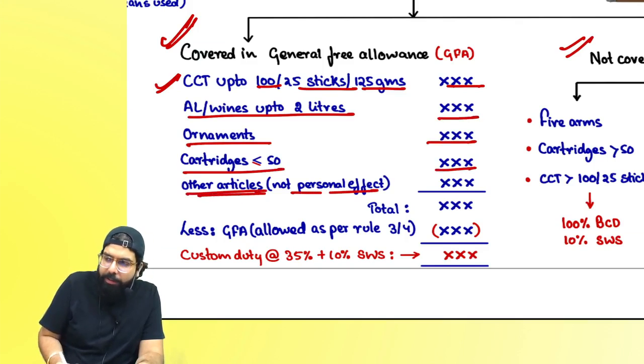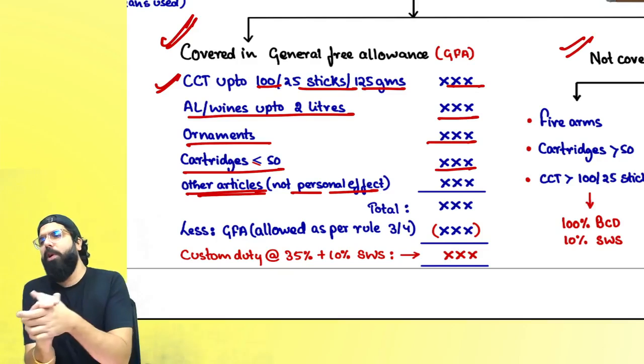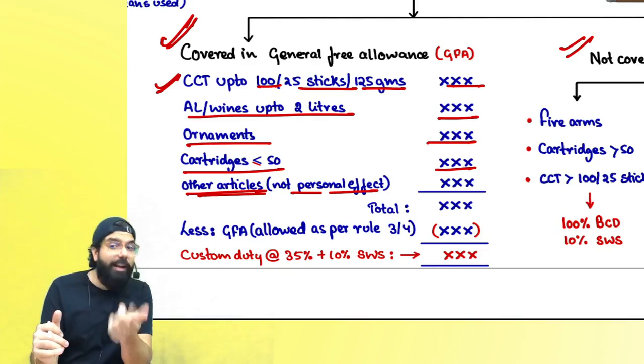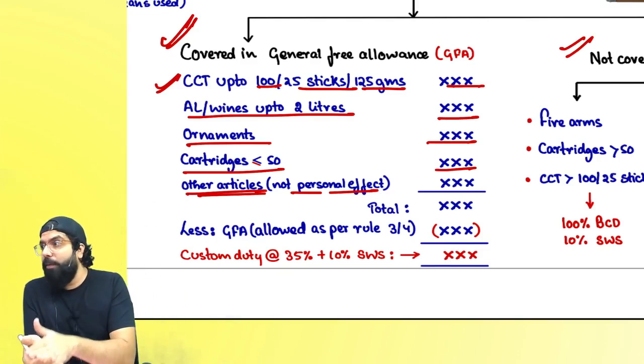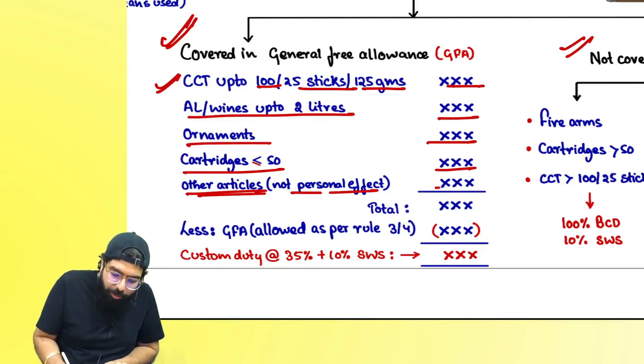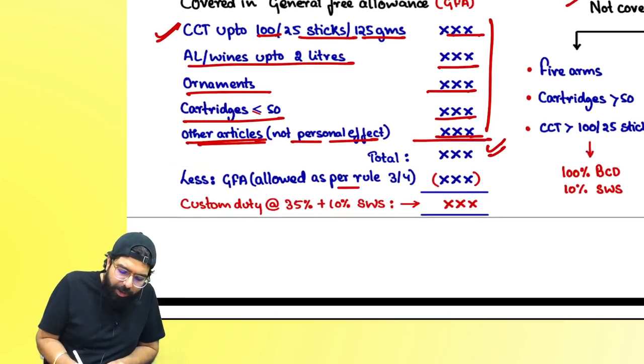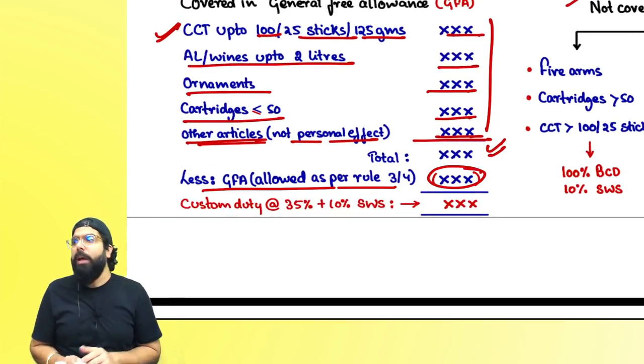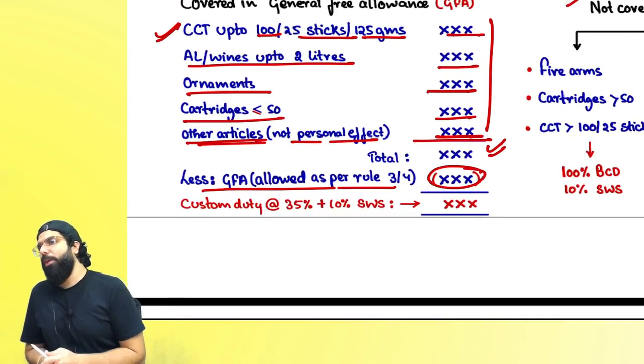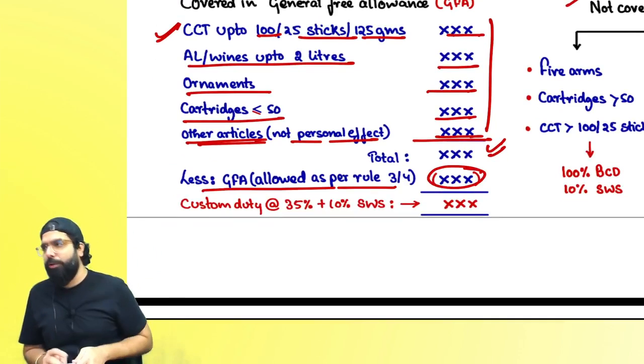Any other article which is not personal effect, might be you would have gone ahead and got a camera, you bought a desktop computer. Are we clear, everyone? Personal computer, all those will be put over here and he will do the total. Now they will go ahead and allow you the general free allowance as per rule number 3. Rule number 3 goes and rule number 4 goes ahead and talks about 50,000 and 15,000, right, everyone?